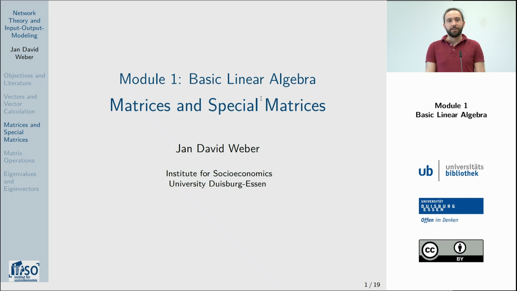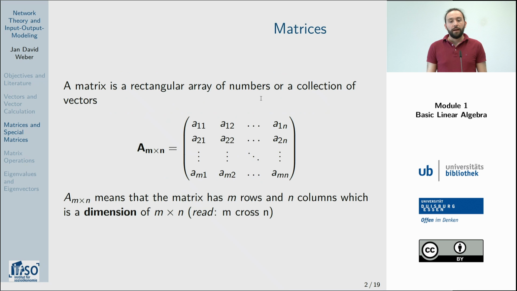Welcome to the next session on basic linear algebra, where we talk about matrices and special forms of matrices. A matrix is a rectangular array of numbers or a collection of vectors. In the last video you have seen a vector of dimension m cross 1. A matrix, here the matrix A, is just several vectors written next to each other.